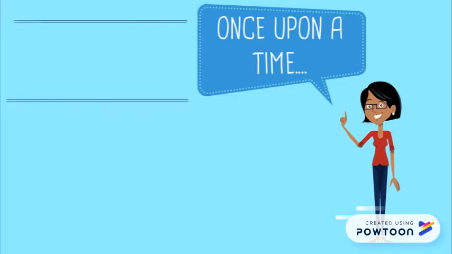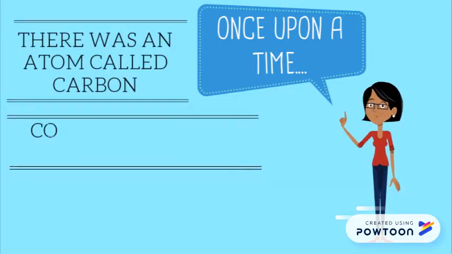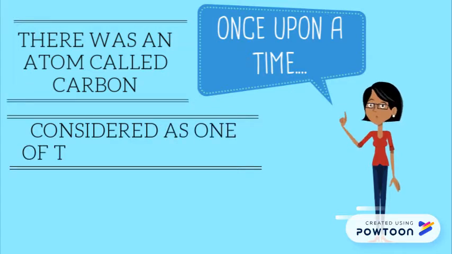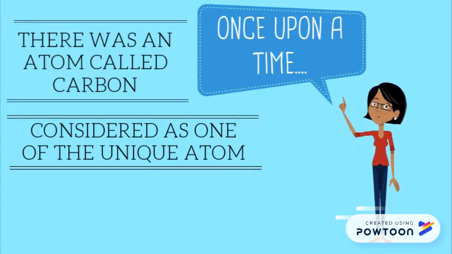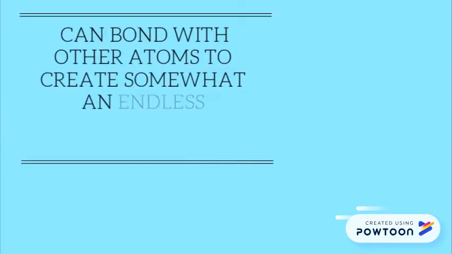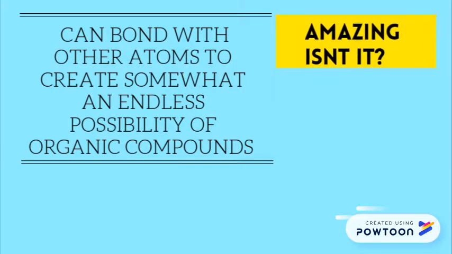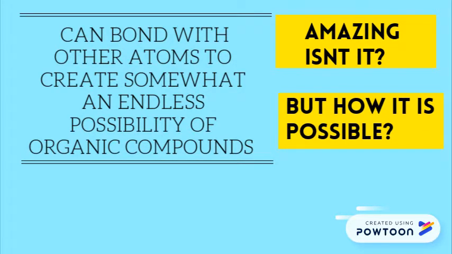Once upon a time, there was an atom called carbon. Carbon was characteristically considered as one of the unique atoms. Why? Aside from the idea that it can form very stable molecules that range in size. Also, carbon can bond with other atoms to create somewhat an endless possibility of organic compounds. Amazing, isn't it? But how is it possible?